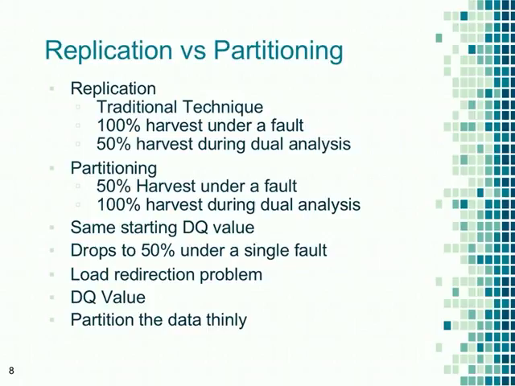Normally, replication will just assume that there is enough space to make it where if there are any faults, it won't affect the yield. This is called the load redirection problem. This means that whenever a node fails, the queries have to be handled by the remaining replicas. Replication is cheap on the disk, but it uses DQ points to access that information.